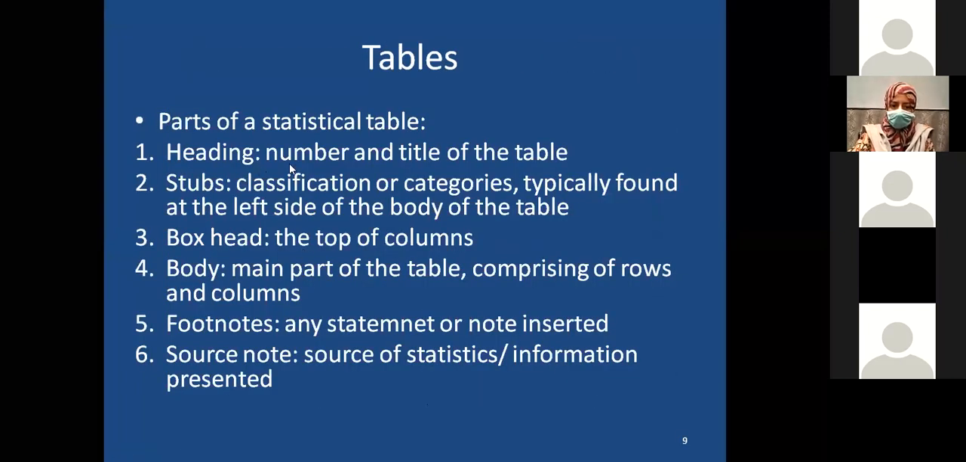Okay, so the heading has a number and title of the table. The stubs classify or show the categories. They're typically found at the left side of the body of the table. This always happens. This is the norm. Then you have the box head on top of the columns. You have the body, the main part of the table, which comprises rows and columns. You have footnotes, where additional information can go, and source notes, where you give your sources, okay, your references.